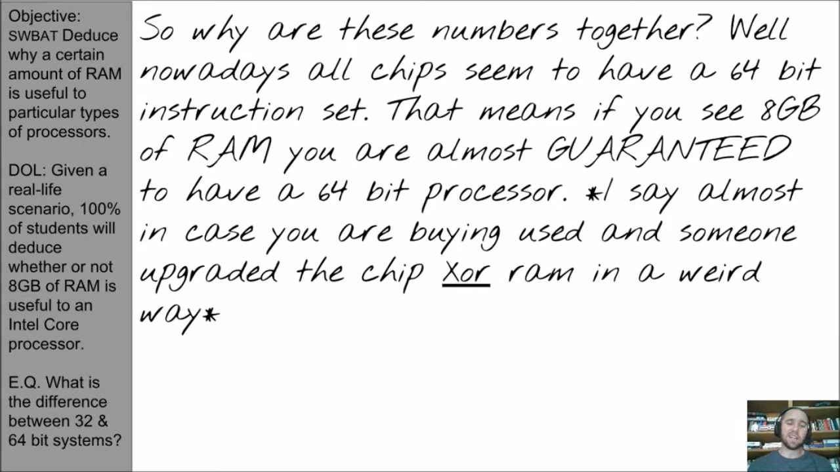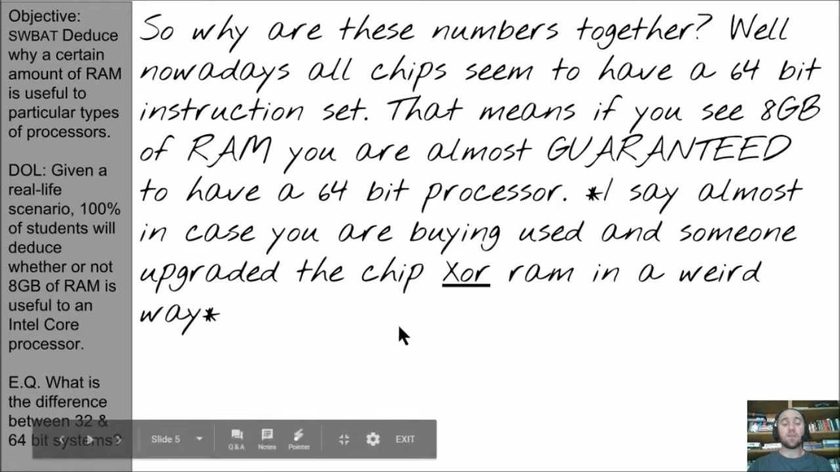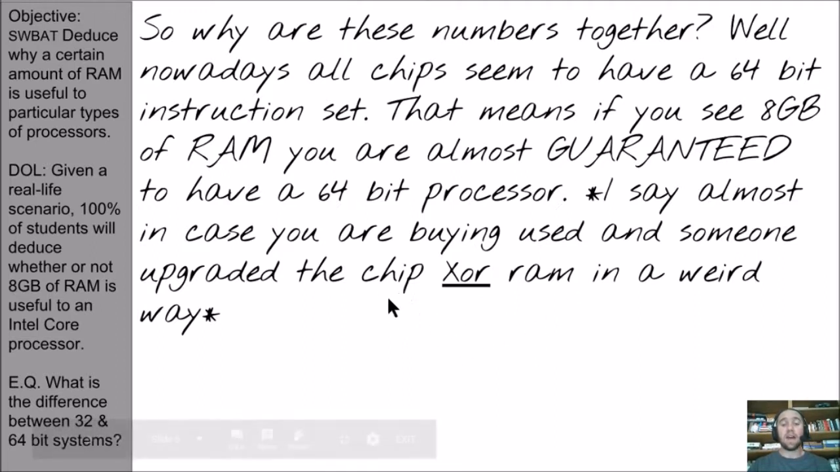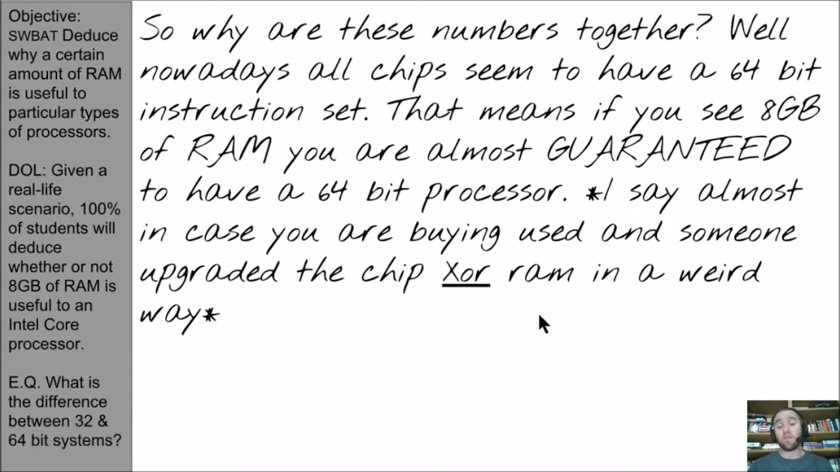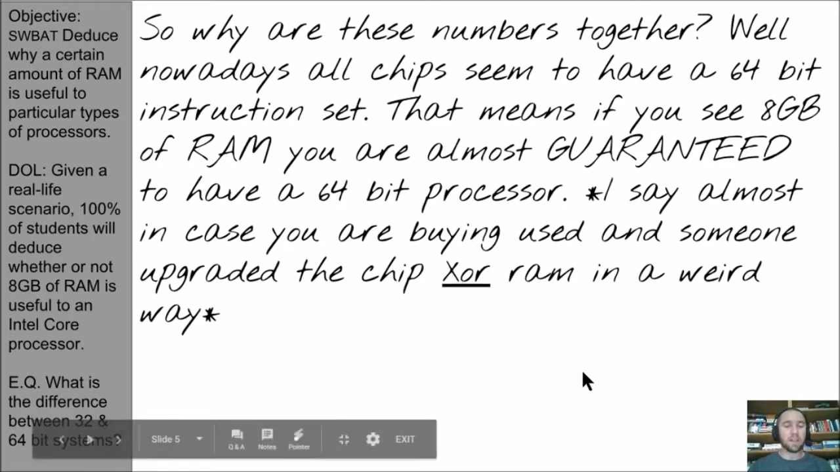And I say almost in case somebody is strange and they upgrade their chip or RAM maybe in a weird way. Maybe they have a 32-bit chip and they want to put 8 gigabytes of RAM in. That would be very strange and not worth their money. But when you're scouring on eBay, you never know what you're going to find. And notice I use the XOR here, as in if you're just upgrading one thing or the other and it's not compatible or it's creating a bottleneck in your system, well, that doesn't make very much sense. So I put an XOR right here next to the word weird, because that would be weird.